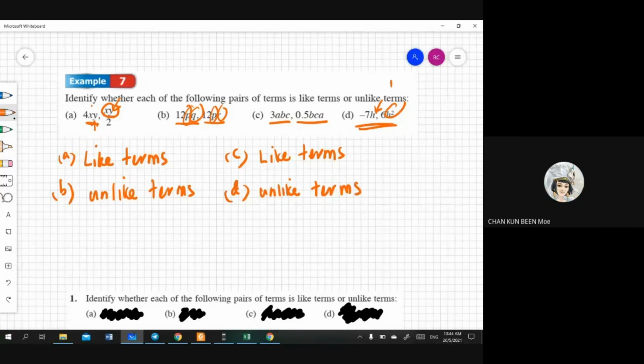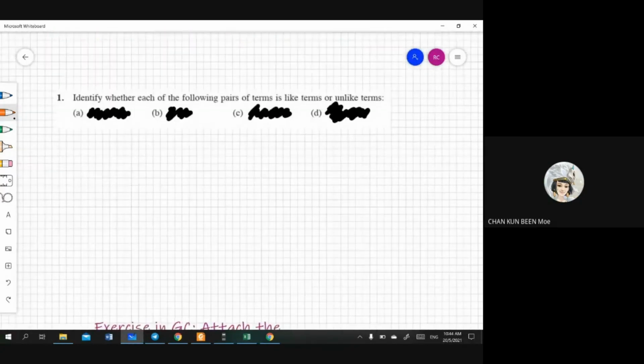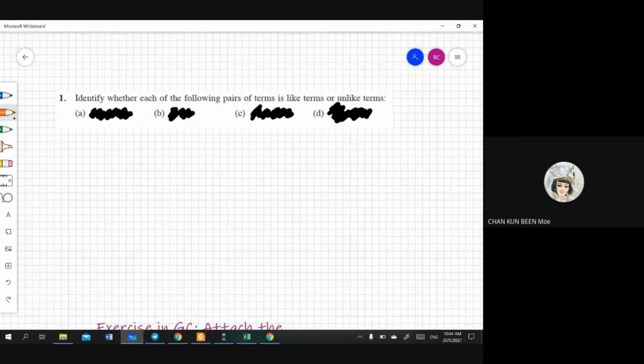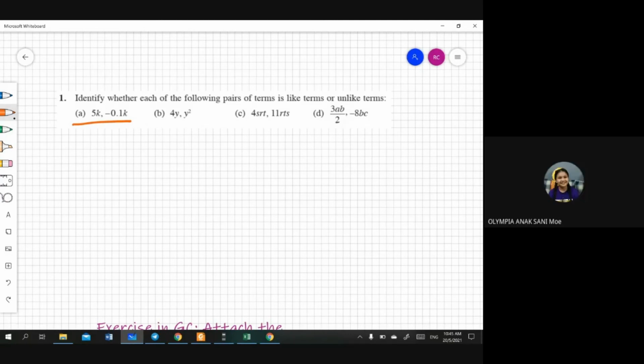Okay, then we carry on now. I have 4 questions over here. I'm going to call your name over here. You need to identify whether they are like terms or unlike terms for me. First question, A. Let me know, Olympia, like terms or unlike terms? Like terms. Yes, they are like terms. Question B. Karonisa, like terms or unlike terms? Unlike terms. Yes, very good.